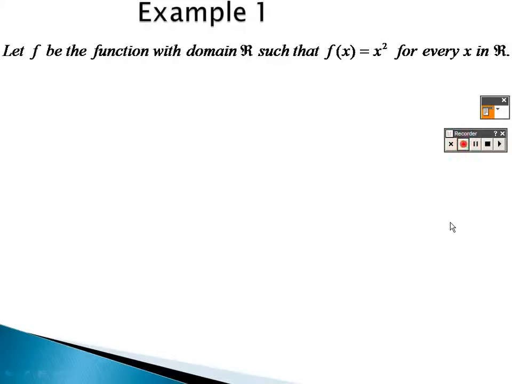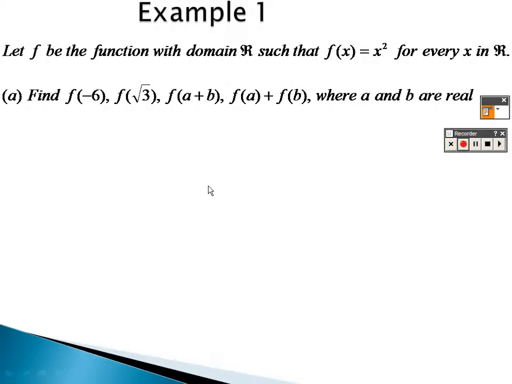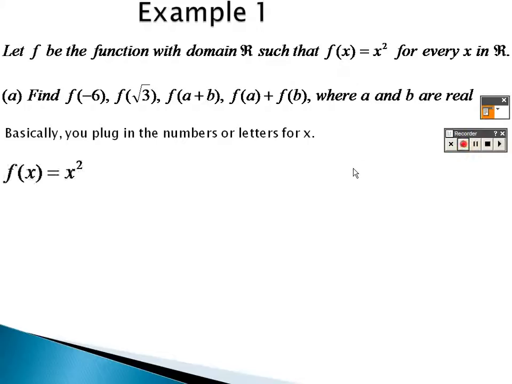So in example 1 here in section 3.1, let f be a function with domain R such that f of x equals x squared for every number. So we want to find f of negative 6, root 3, a plus b, and f of a plus f of b, where a and b are real. Basically all we're going to do is plug in some values here.